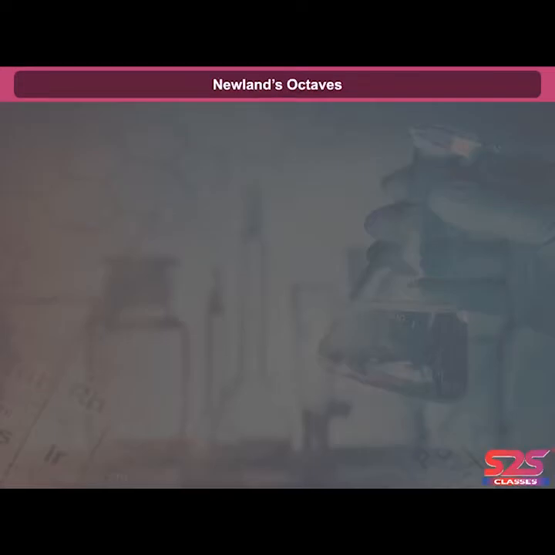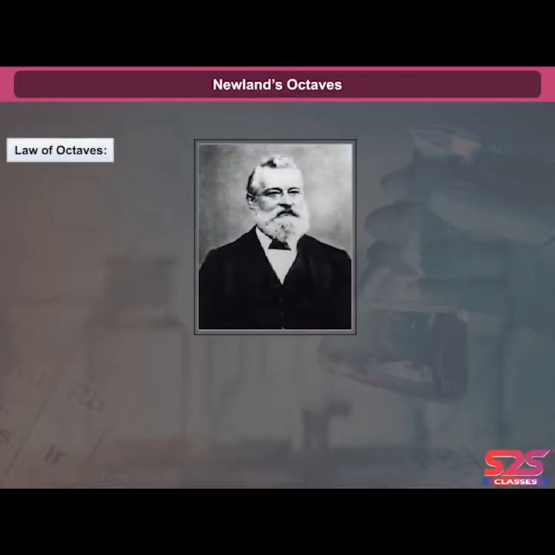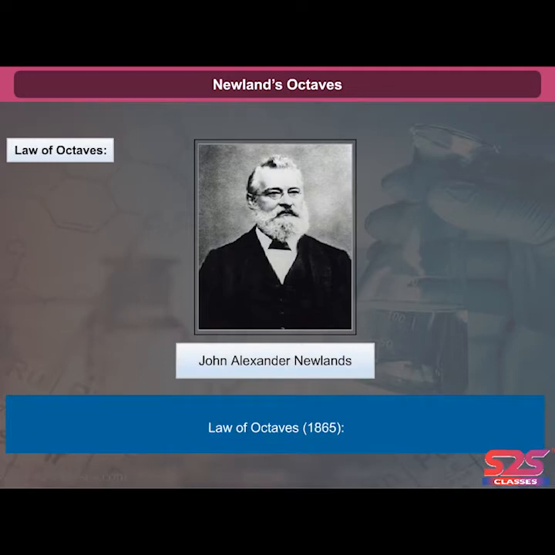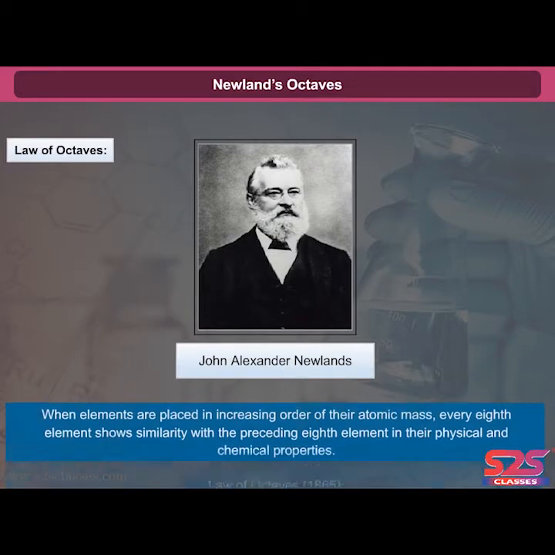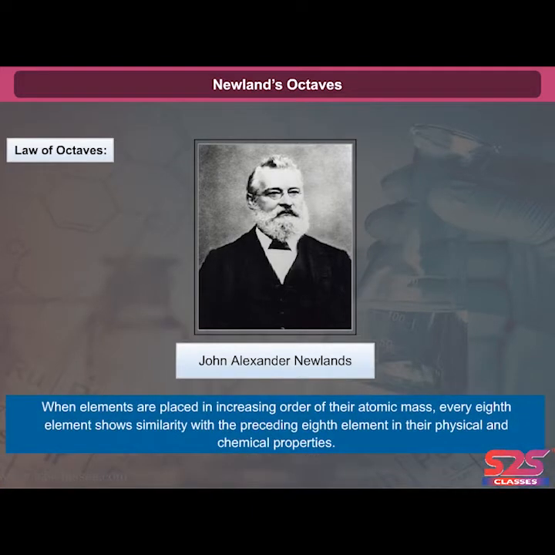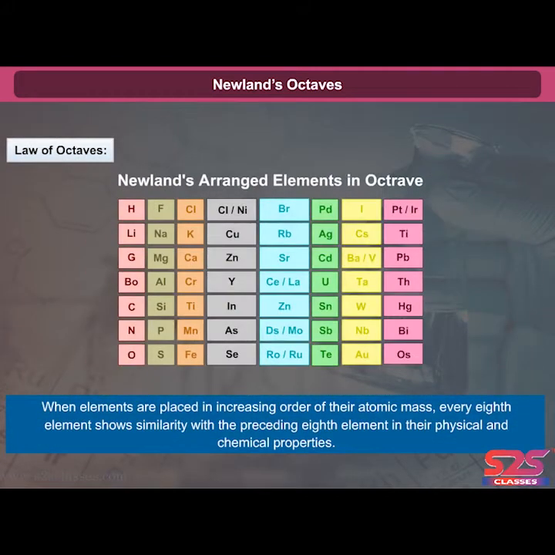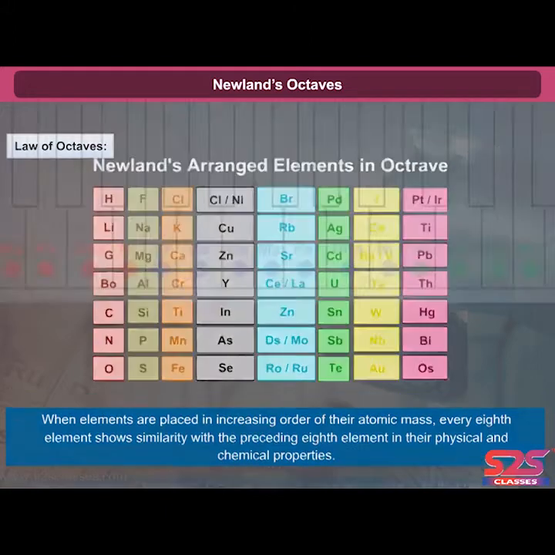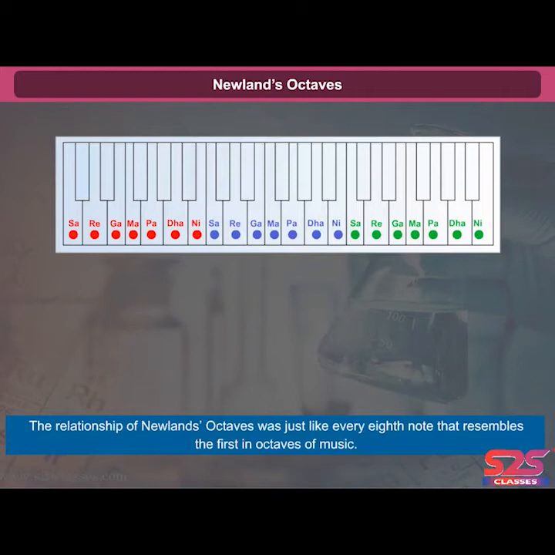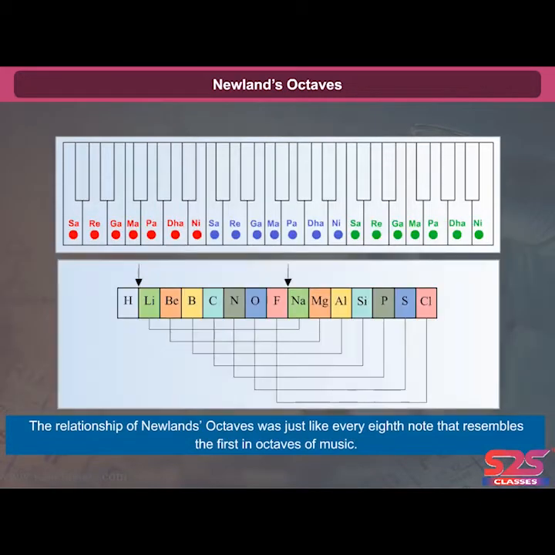Newlands' octaves. The English chemist John Alexander Newlands in 1865 propounded the law of octaves. According to the law of octaves, when elements were placed in increasing order of their atomic mass, every 8th element showed similarity with the preceding 8th element in their physical and chemical properties. The relationship of Newlands' octaves was just like every 8th note that resembles the first in octaves of music.